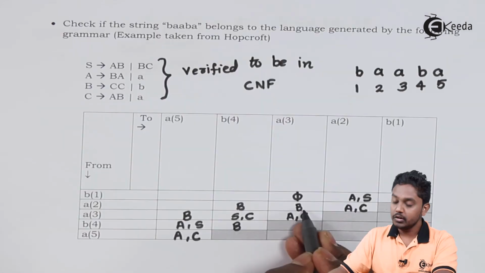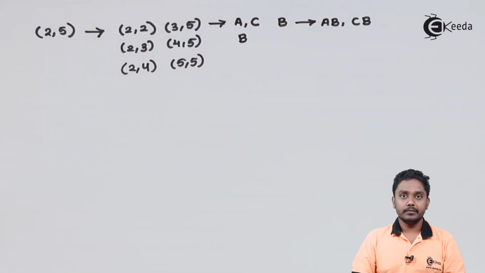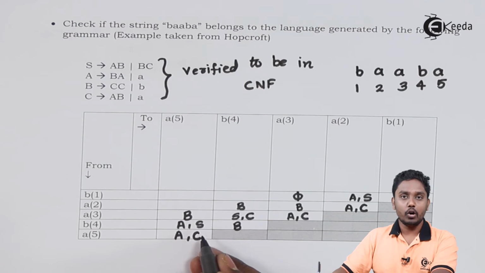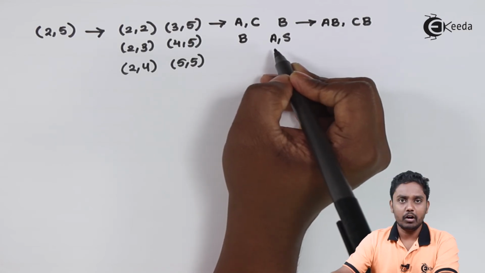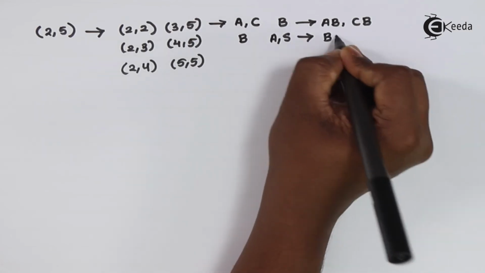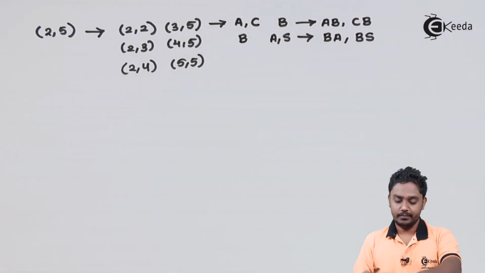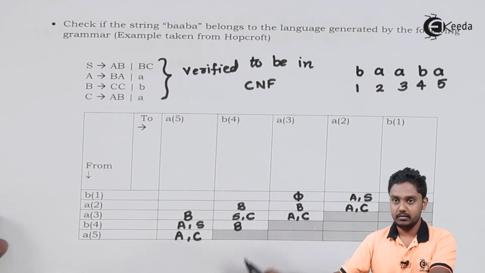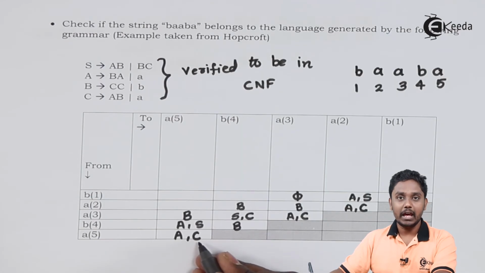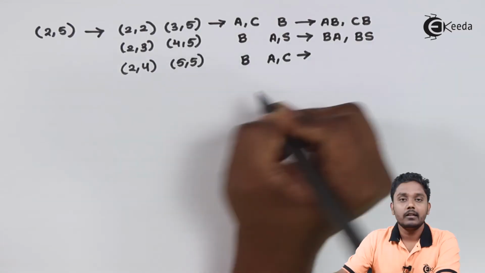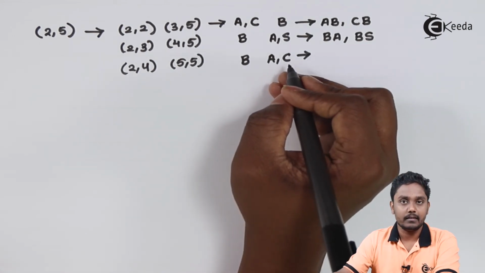Let us check 2 3. 2 3 is generated using B. Let us check 4 5. 4 5 is generated using A or S. Hence the concatenation should be BA or BS. Let us see the next case. 2 4. 2 4 is generated using B. Let us check 5 5. 5 5 is generated using A or C. Let us write down the concatenations BA or BC.